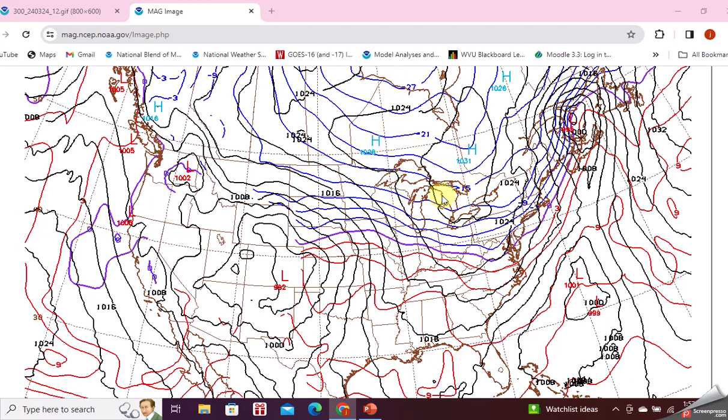So what kind of high pressure would that be? Probably an air mass would be a continental polar air mass. So it's dry because it's formed in Canada. If I were to go back, I could see this high pressure was originally developed up in Canada. And Canada doesn't have a lot of moisture around, so it's another high pressure that has very little moisture with it. So it's continental and it's polar.